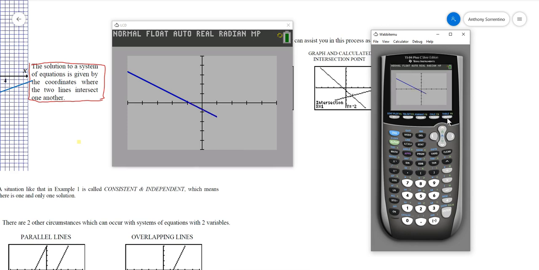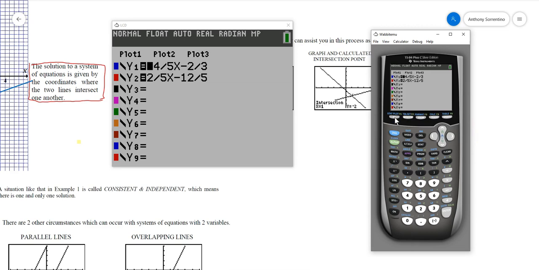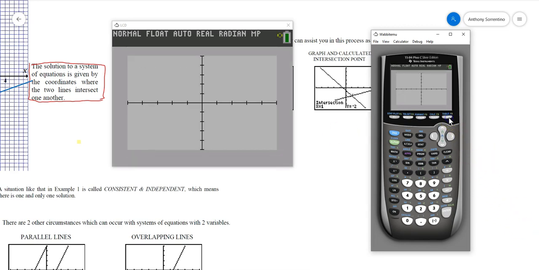Now these colors are reversed. This one has the blue one being the first one and the red one being the second. And I can see the intersection point right here. And I want to make sure there was a typo. It's supposed to be 4/3 x, not 4/5 x. So let's graph that again. It wasn't showing up at the right point.